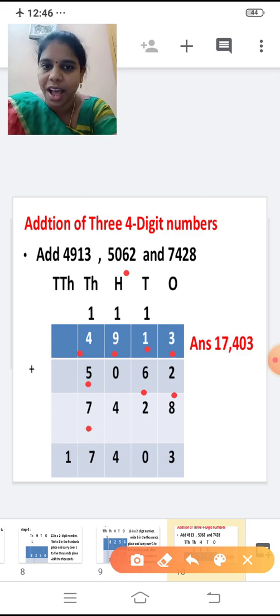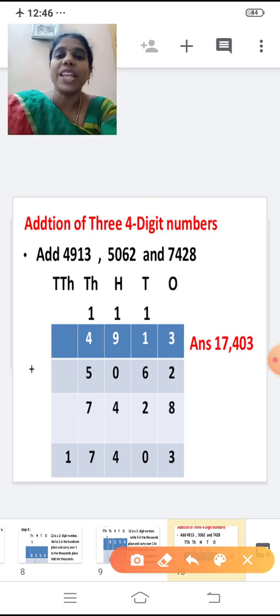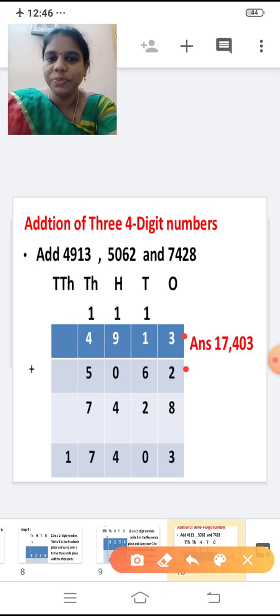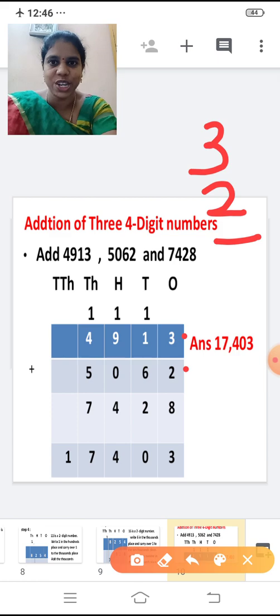So 7 in the thousands place, 400, 4 in the hundreds place, 28, 2 in the tens place, 8 in the ones place. Shall we add this now? Now we are going to learn how to add 3 numbers. First take the first 2 numbers, 3 and 2. Add 3 plus 2. Now add and tell me the answer, children.